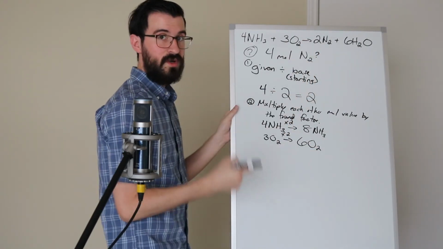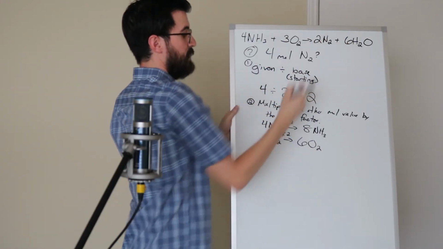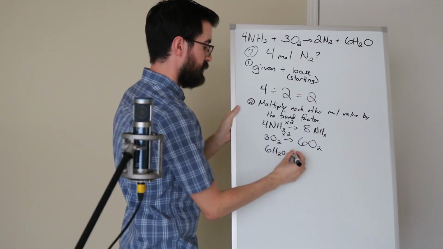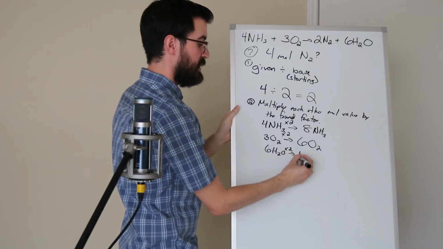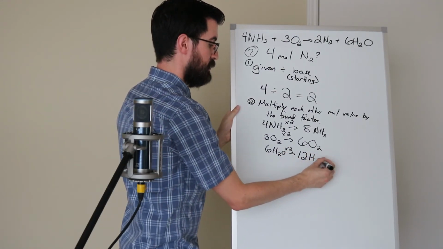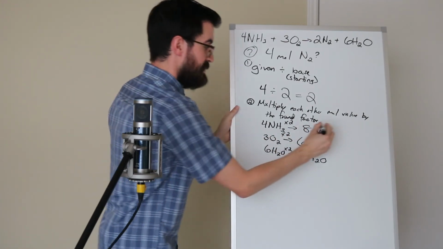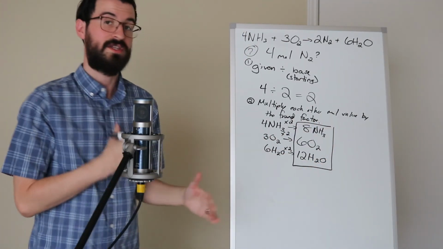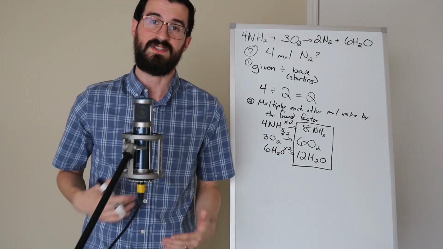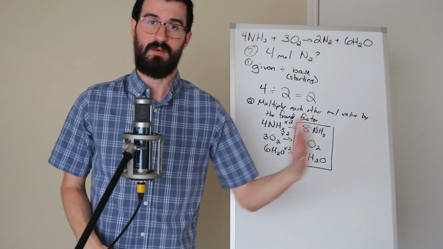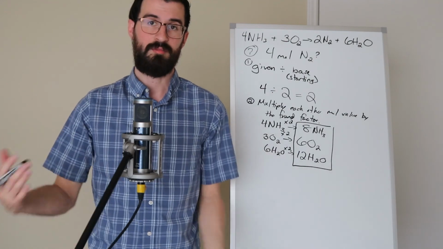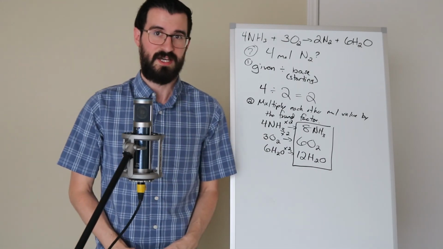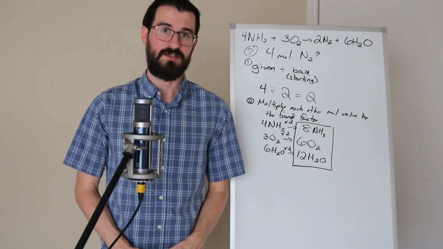My nitrogen was the one that I was given by the book, and then my water, if I've got 6 moles of water, I multiply by 2, and I get 12 moles of water. And these are my answers for all the other elements in the reaction. If I was given 4 moles of nitrogen, what were the reactants and what were the products? That's how you use a scale factor method to solve stoichiometric problems.